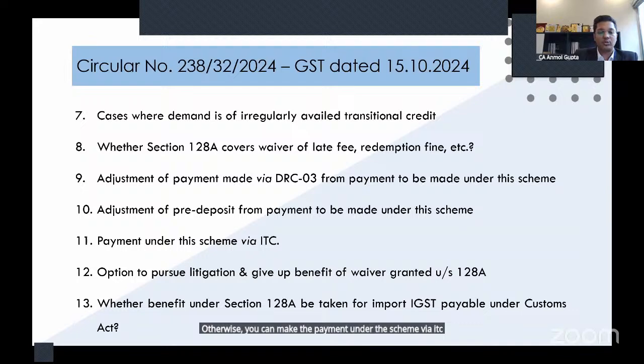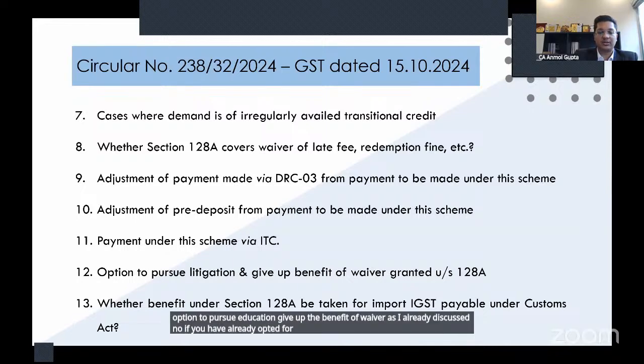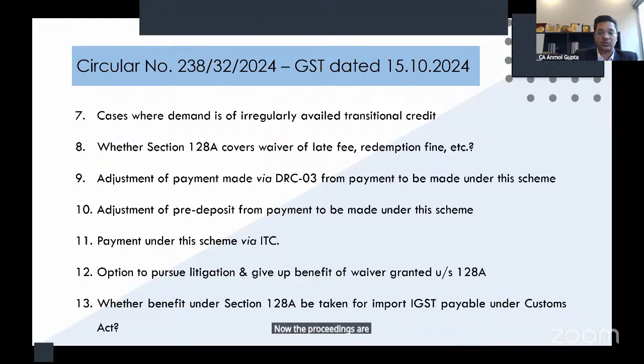Do I have the option to pursue litigation, give up the benefit of waiver? As I've already discussed, no. If you have already opted for the waiver scheme under 128A, you cannot go back and pursue litigation. Now the proceedings are concluded, the issue is concluded.